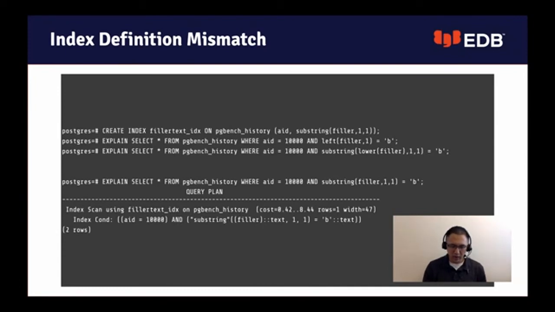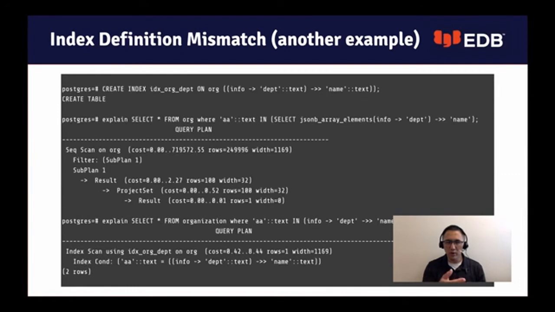Another example, these operations on a JSON column, this person was actually adding an extra jsonb array elements. The second one is the correct call. Again, you have to call your query and call your index in the same way that it was written.